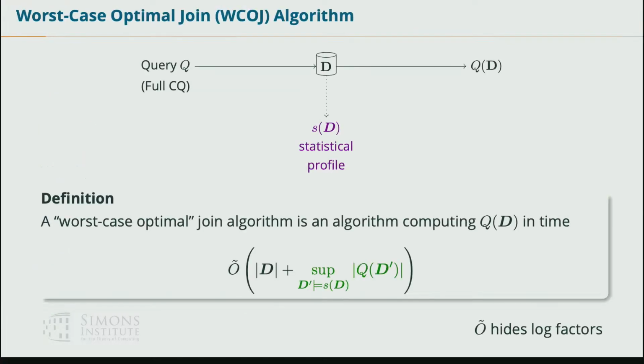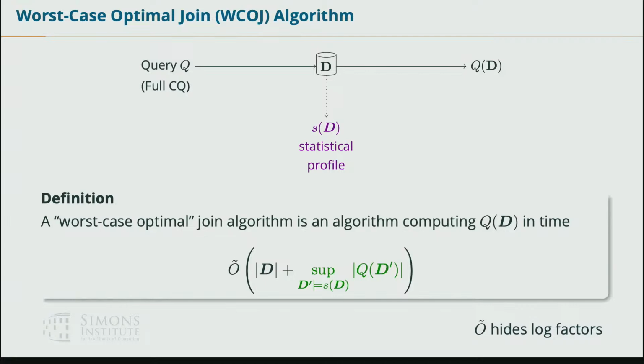Okay, so let's go talk about worst case optimal join. So I mentioned this before. We've fixed a query, and for now, let's just say it's a full conjunctive query. And we have a statistical profile, which is basically just a set of degree constraints, and we want to compute the output. And one notion of worst case optimality is that if the runtime of the algorithm is the input size plus the worst case output size, then that could be one way you might define a notion of optimality.